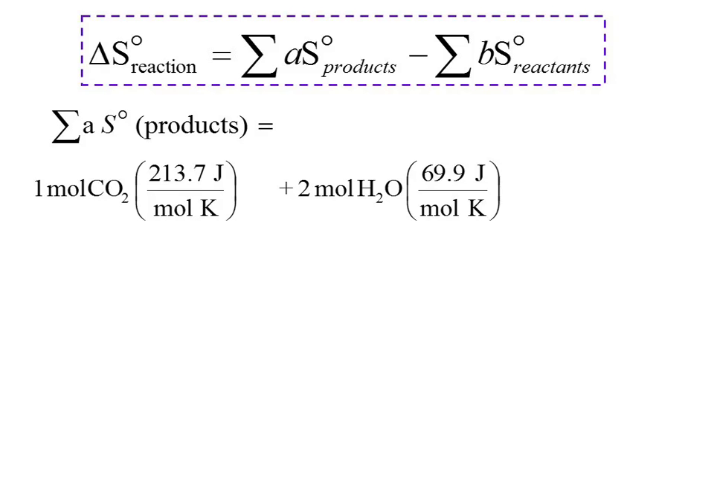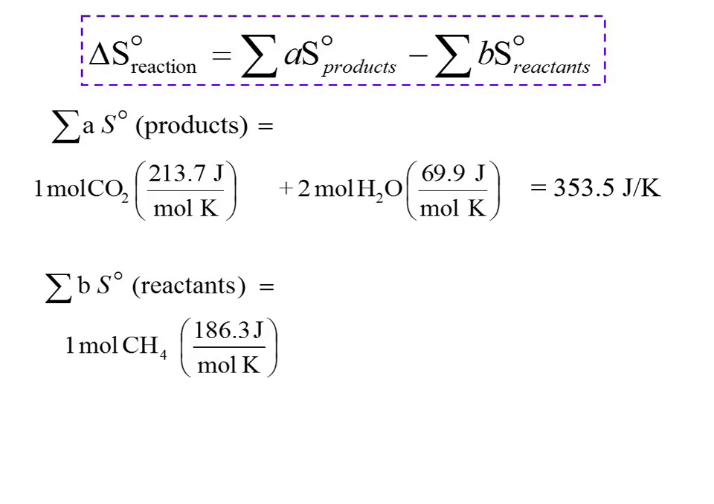And what I would do is do this, and set it aside and then start another problem for the reactants, summation for the reactants. So you get 353.5 joules per Kelvin. Then we do it to the reactant side. So there was methane, 1 mole of methane, 1 mole CH4 times 186.3 joules per mole Kelvin.